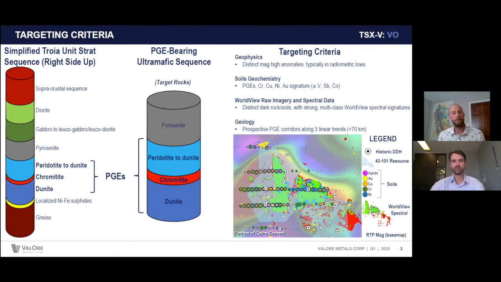And because they're typically mafic to ultramafic in composition, they are situated in broad areas of radiometric low, so low potassic signature. Thus, a mag high and a radiometric low is something we want to take a closer look at.